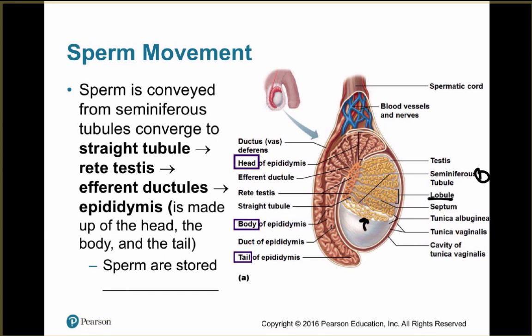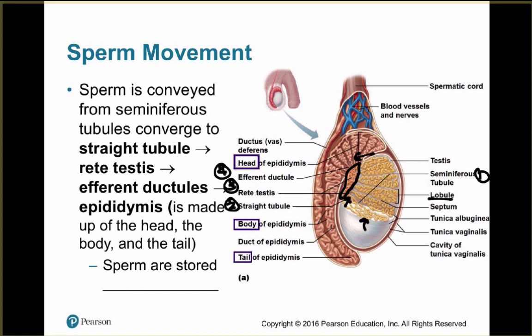And so basically what happens, it goes from there into the straight tubules. You can see the straight tubules here in this location, right over here. Those very small things are going to connect to this larger unit here, which is called the rete testis, which is where it goes next. From here, it's going to go into these other straight lines here called the efferent ductules. And then the last thing it's going to do is go through the epididymis.